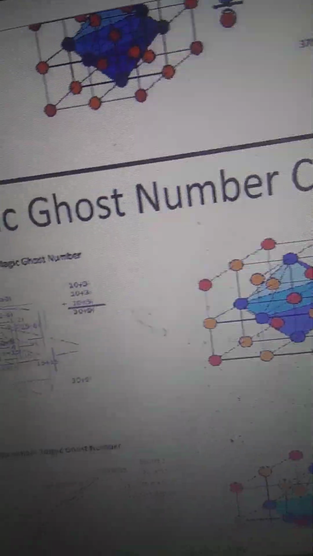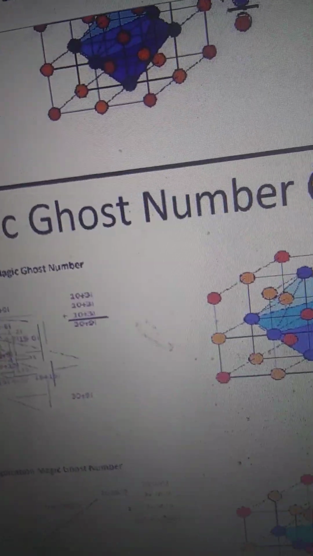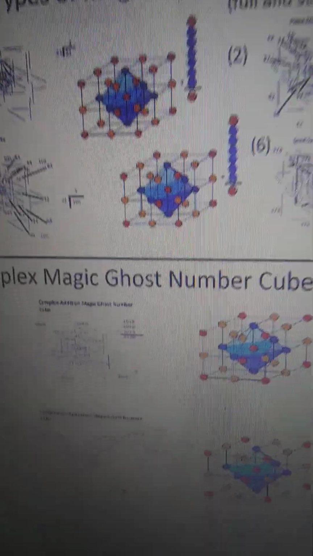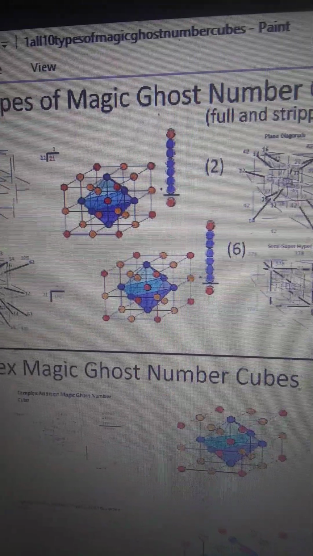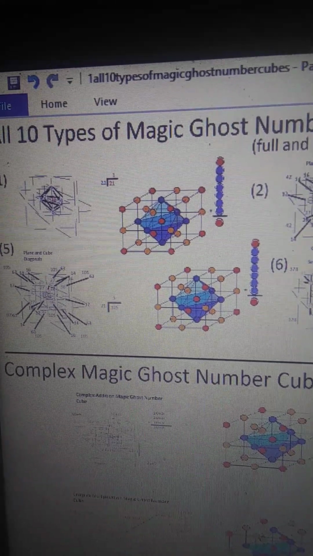So let me see if I can bring this back down to normal now that you've seen them all. So these are all 10 types of magic Gaussian number cubes, the top, and these extra bonus cubes, the scaffolding for one, and the complex magic Gaussian number cubes in addition and multiplication forms, and their stripped down versions. This is, I believe, the last stage of some sort of frontier of my magic Gaussian number cube research.